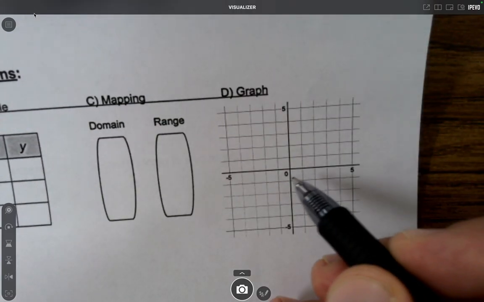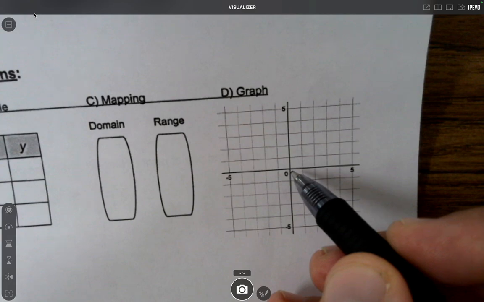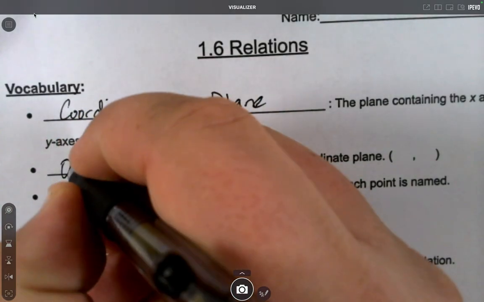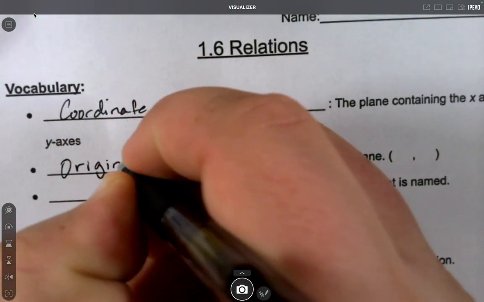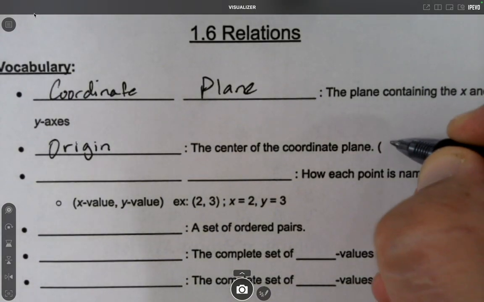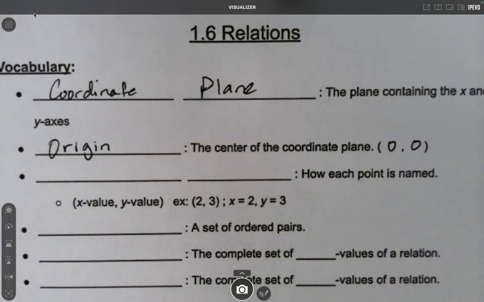Now the next vocab word is at the center of the coordinate plane. It's called the origin. And this is the point 0, 0.